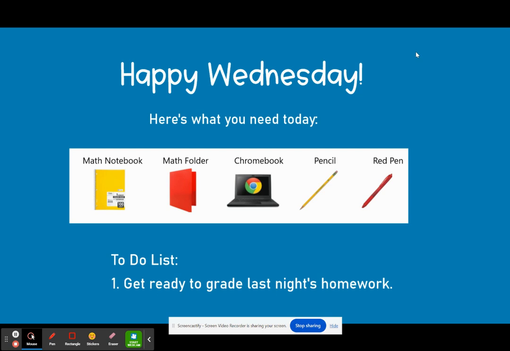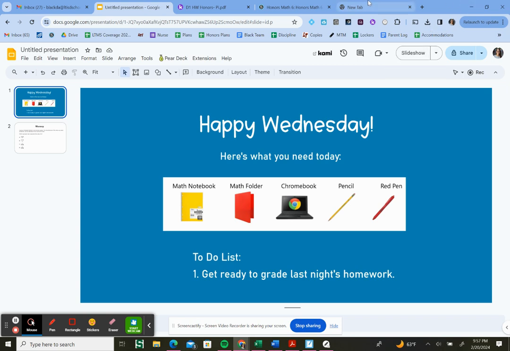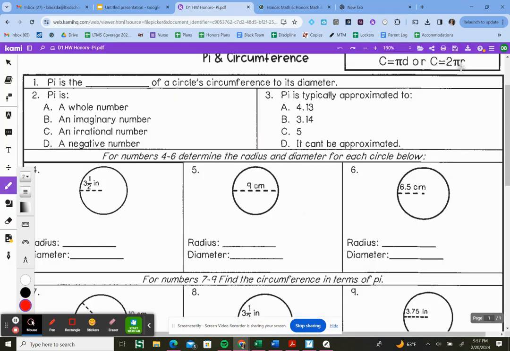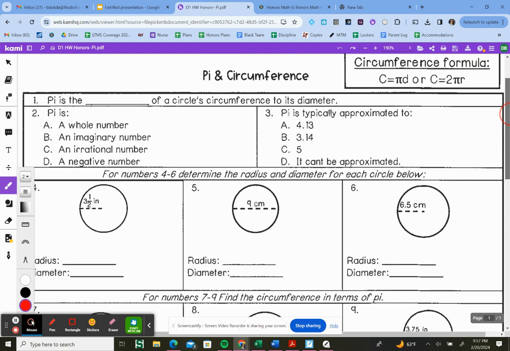We shall see. But you guys have stuff to do, so I am going to give you a little overview of what's happening today. And we are going to start by looking over last night's homework. So you should have that out on your desk with a red pen. I'm going to do my best to write on this. I'm going to have to use my finger.